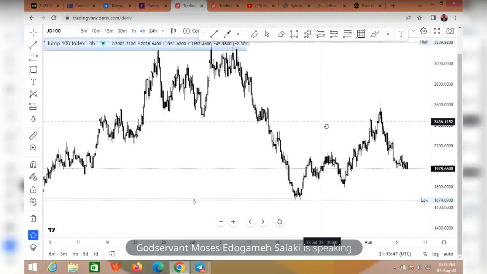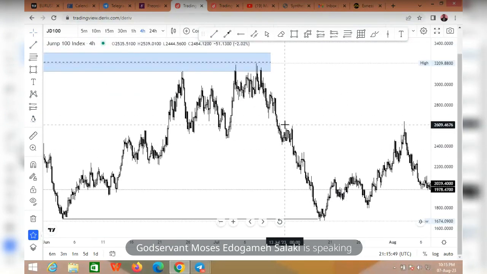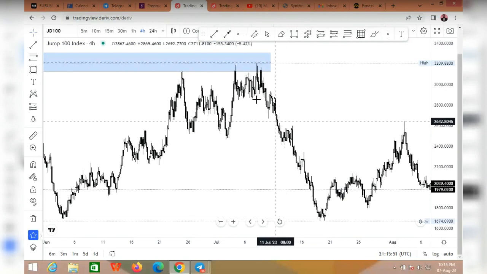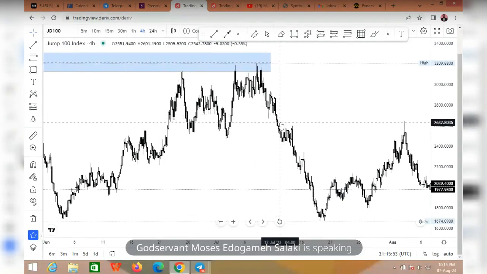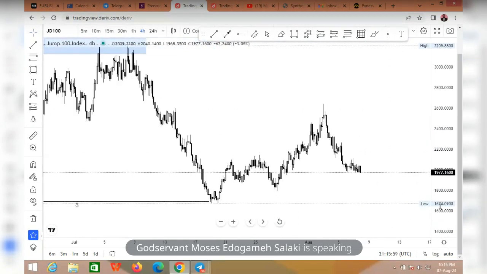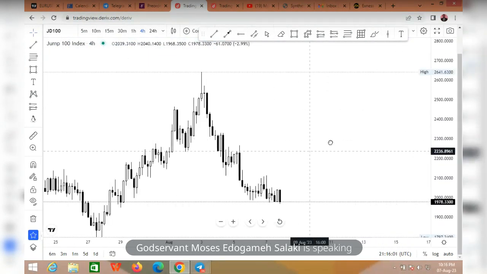Price bought just to come to... I would have loved to see a daily. There's something price came here to do, something I would have loved to see, but let's leave that. We are bearish, so this is what we have now.